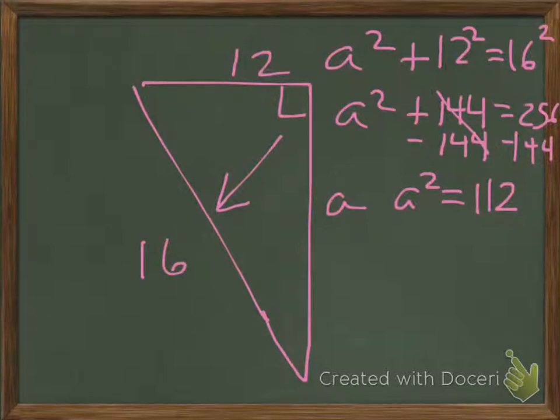Now if we take the square root of 112, 112 is not considered a perfect square, meaning it's not going to be an exact answer. We're going to round it to about 10.6, and that would be A.